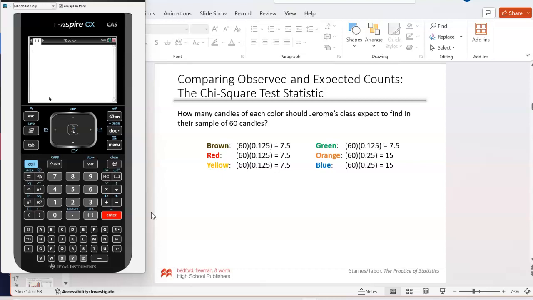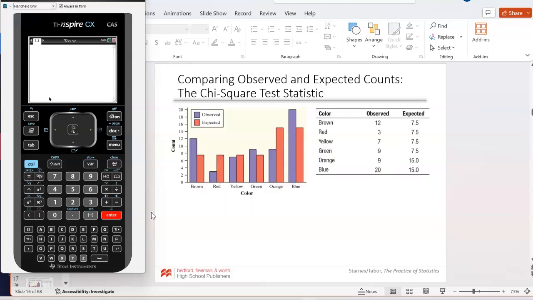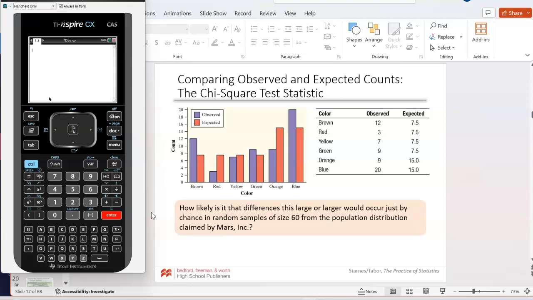Now, when you take a sample, you're probably not going to get exactly what you expect, right? So you're going to find differences there. So the expected count is n times p, where p is the proportion for each category multiplied by n, the total number. Okay, so now we're sitting side by side, we have the observed and the expected. So it looks like we got more brown than we expected, more blue than we expected, but a lot of the other colors maybe not as many as we expected. So just a different look at that. That's very typical when you take a sample, where there might be a couple that are just way off.